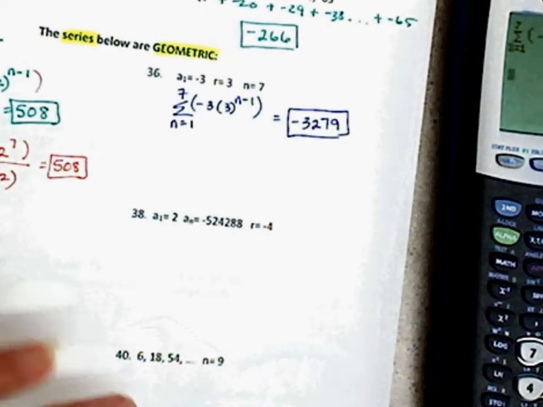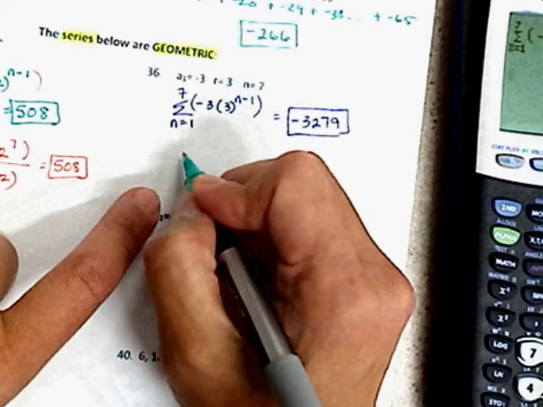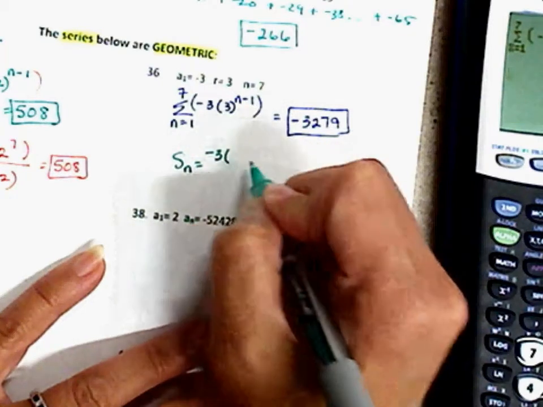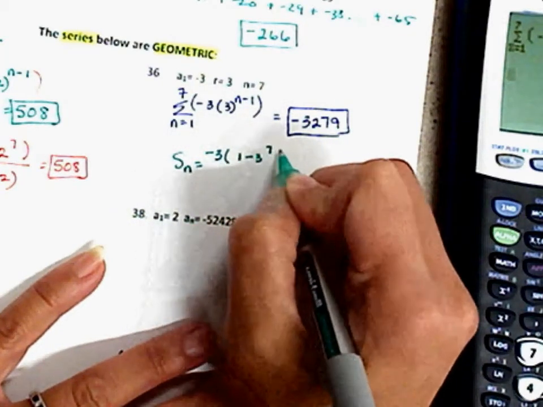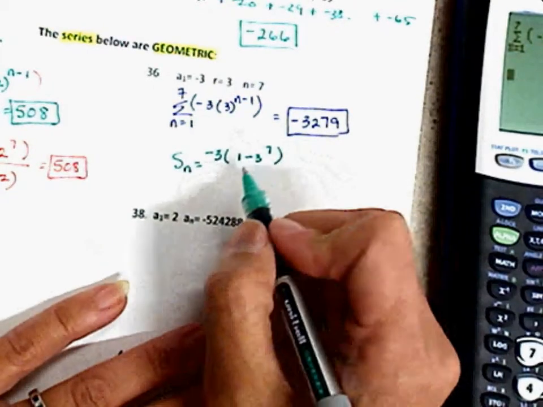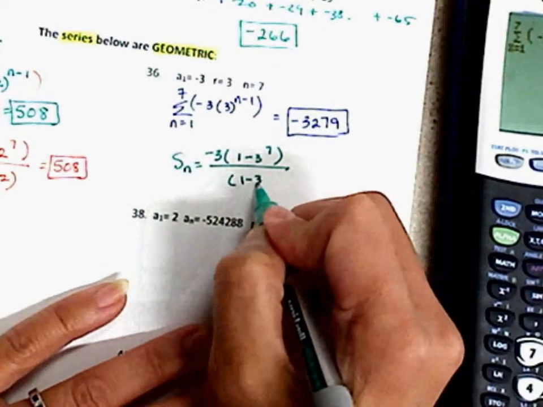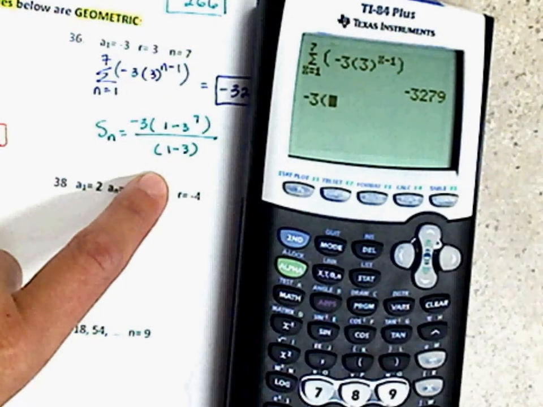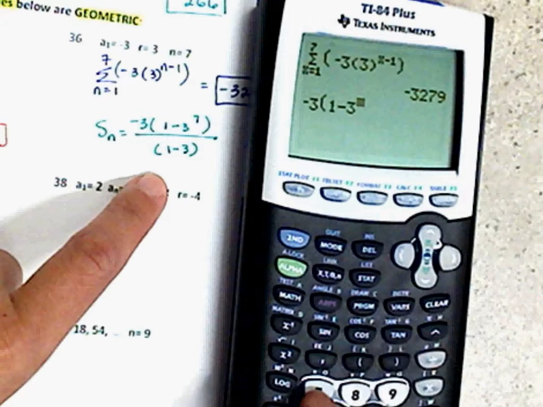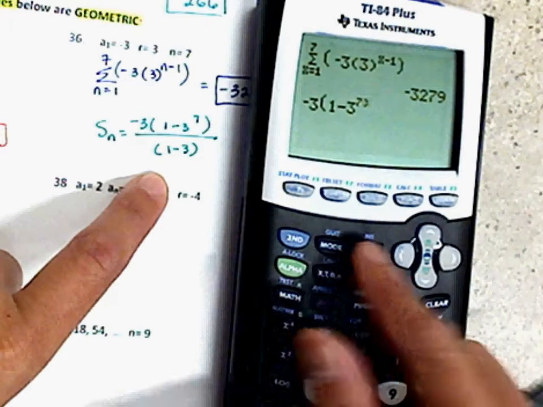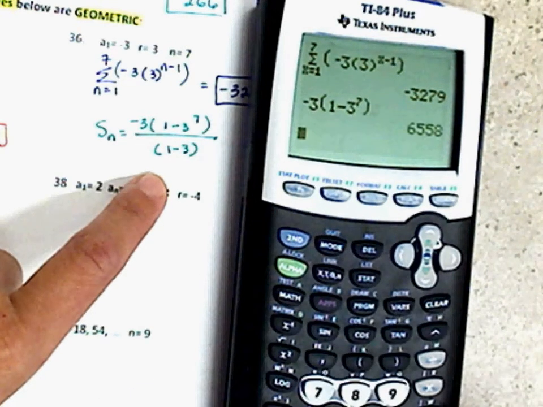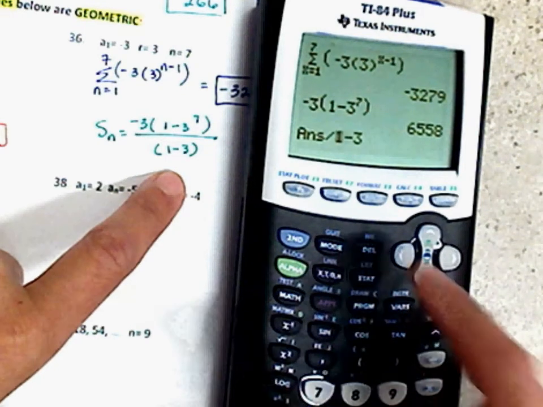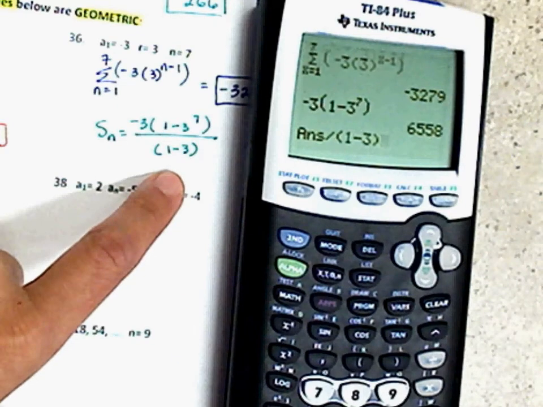Method 2. Here we go. 7th term. First term is negative 3, 1 minus 3 to the 7th. Notice it's inside your parentheses. Divided by 1 minus 3. Type it correctly, please. Negative 3 parentheses, 1 minus 3 raised to the 7th. Delete that. Get out of it. Parentheses. Equal. Divided by 1 minus 3. Oops. Need that parentheses. If you forget it, it will be wrong. Notice I got the same answer.